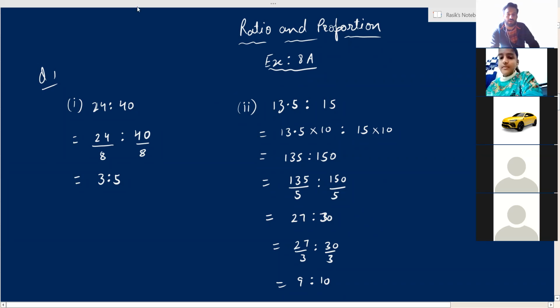All of you, look at question number one, second part. The ratio is given, 13.5 is to 15. We have to change it into its simplest form. Like I told you in the last class, we can multiply or divide both the terms of a ratio by the same number, and the ratio remains the same. First we multiply 13.5 by 10 and 15 also by 10, so we get 135 ratio 150. Now we divide both the terms by 5, so we get 27 ratio 30. You can directly divide by 15 also if you want. In the next step, we divide both the terms by 3, so we get 9 ratio 10. This is the answer.